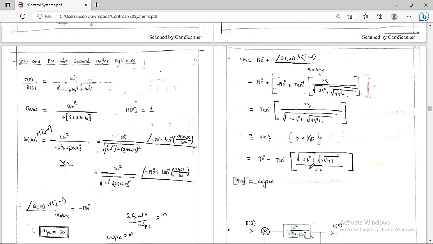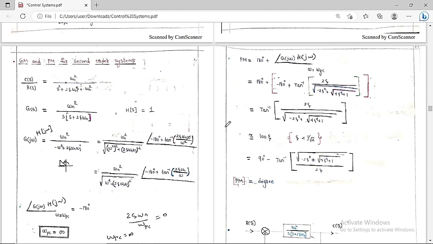Then what is the phase margin? The exact expression of the phase margin is tan inverse of 2 zeta by under root of minus 2 zeta square plus under root of 4 zeta to the power of 4 plus 1, or 90 degrees minus tan inverse of under root of minus 2 zeta square plus under root of 4 zeta to the power of 4 plus 1, by 2 zeta, or the approximate expression is 100 zeta. It is going to hold only for zeta less than 1 by root 2, and the unit of the phase margin is always in degrees.